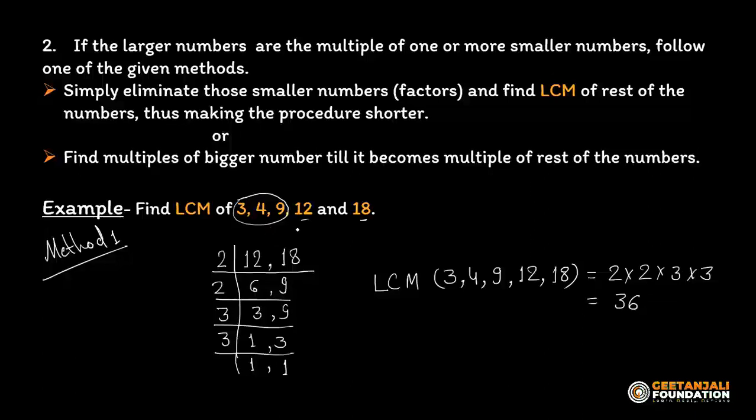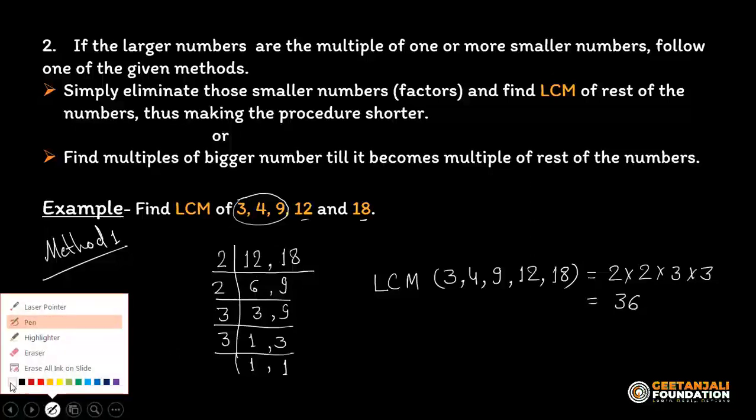So what we have done, we didn't take these smaller numbers because the bigger numbers are multiples of these smaller numbers. So we simply discarded the smaller numbers and took the bigger numbers and took their LCM. This way you can reduce your effort. Now I will explain the other method of doing this.